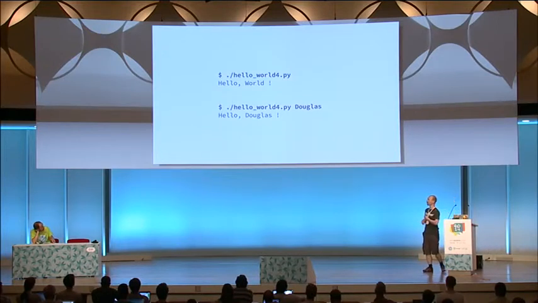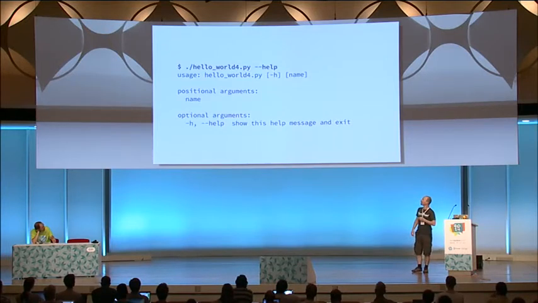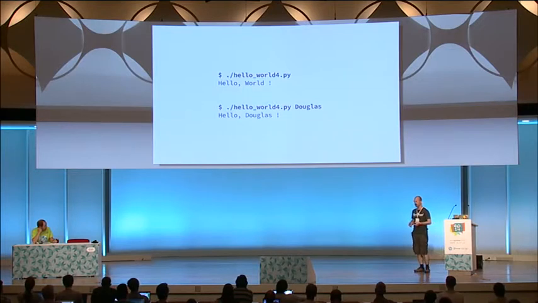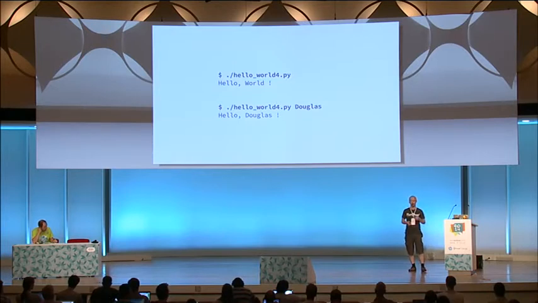And that's what happens when you run it. So because it's optional, we can run it without. It uses world. We can run it with Douglas, and it will print hello Douglas. Sorry, skipped ahead. So we get the same output as we would if we had just extracted that single variable from argv. So you might say, why did we bother? It turns out that was only one line more than the code that just extracted it from the first item of argv.